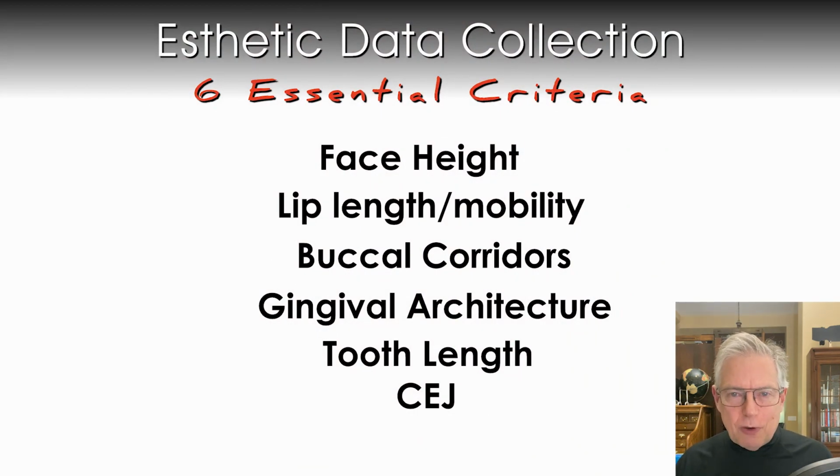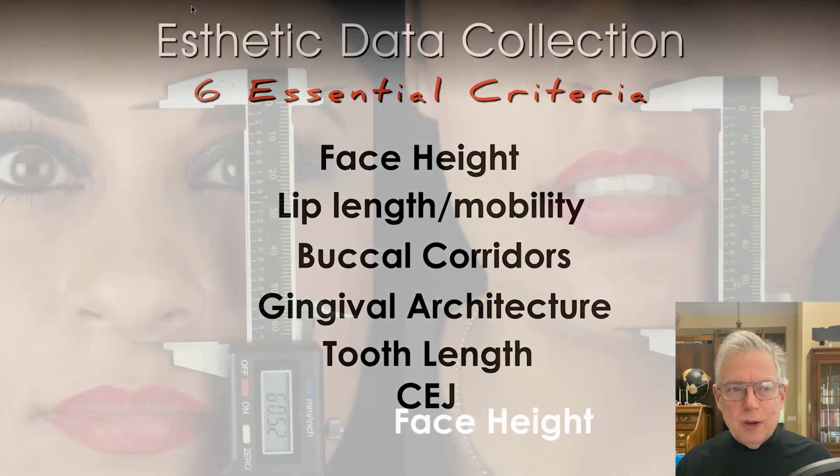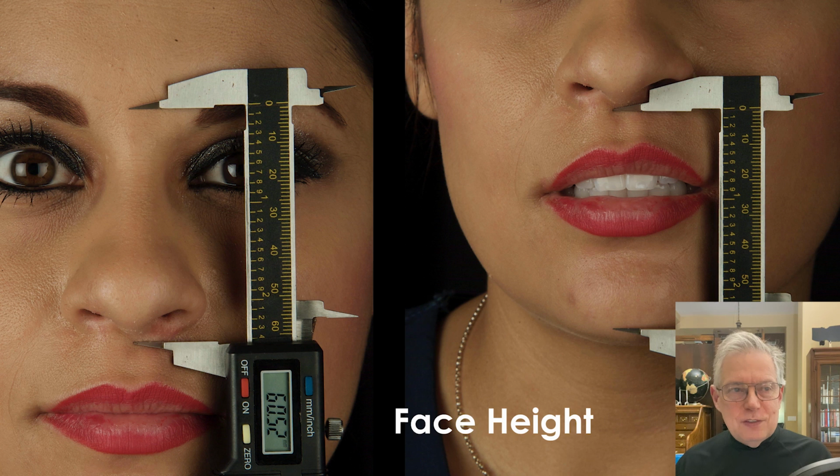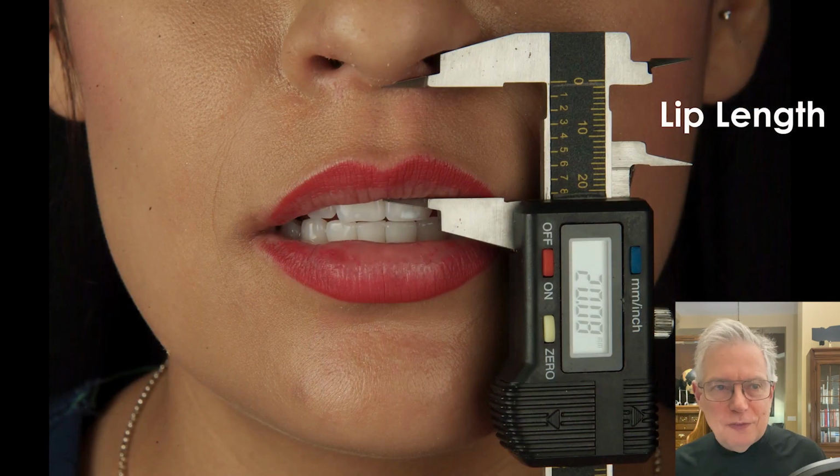Here are the 6 essential criteria that we have to go in and gather right away. Face height, lip length and mobility, buccal corridor, gingival architecture, tooth lengths, and where is the CEJ? So facial height, let's just measure that. We can do that actually on the face, but you could also do it on a picture if you learned how to measure on the picture. I think it's easier to just measure it on the face.